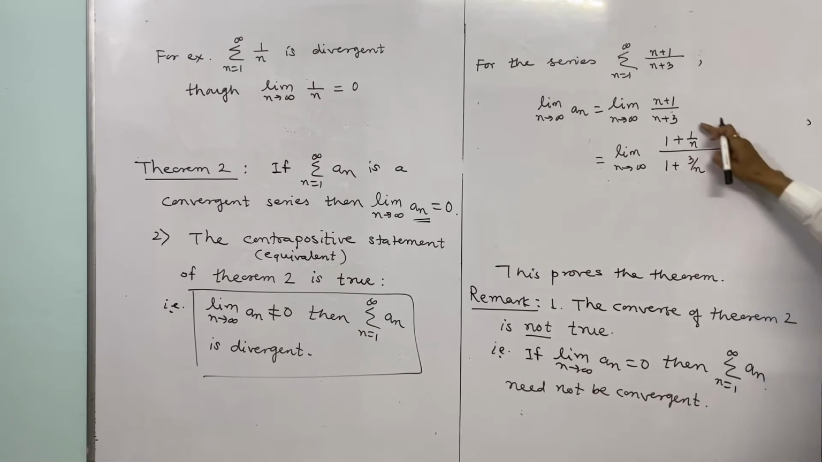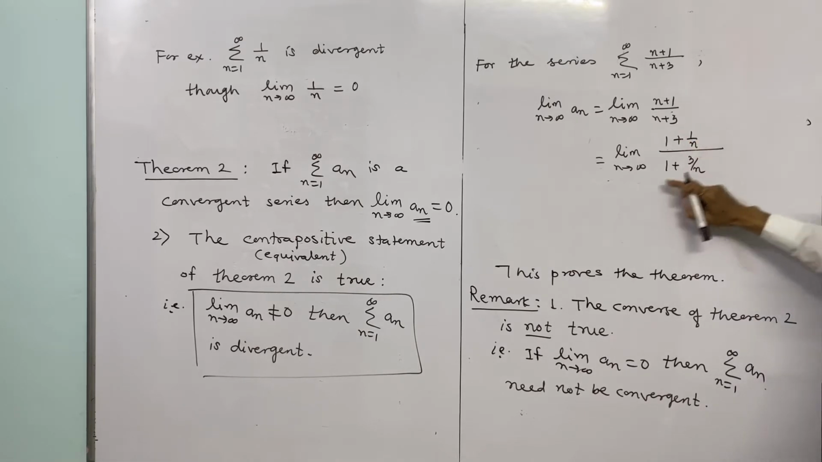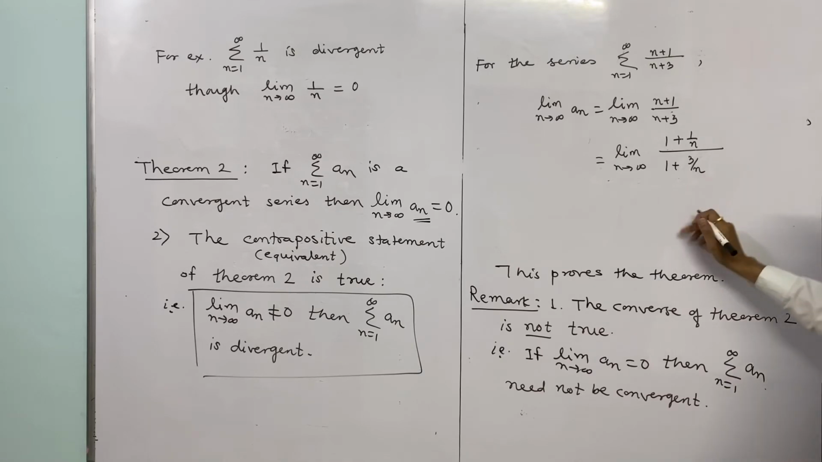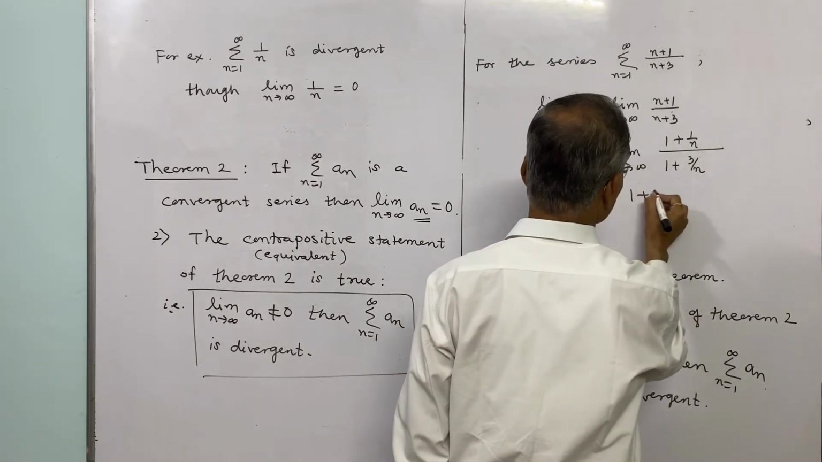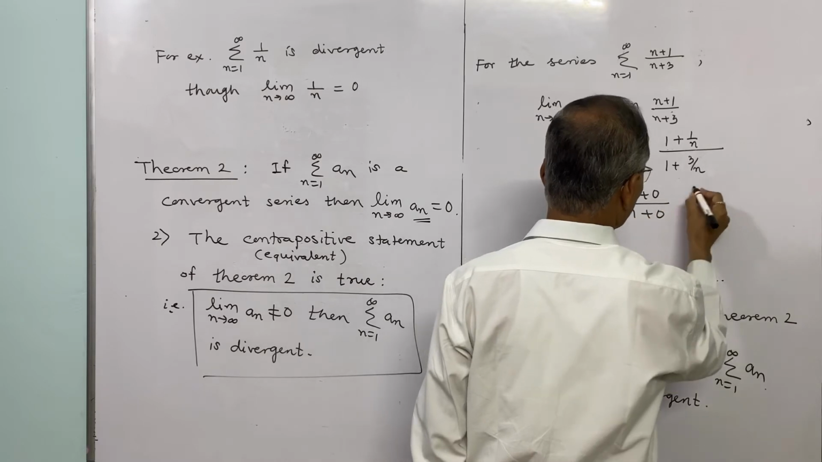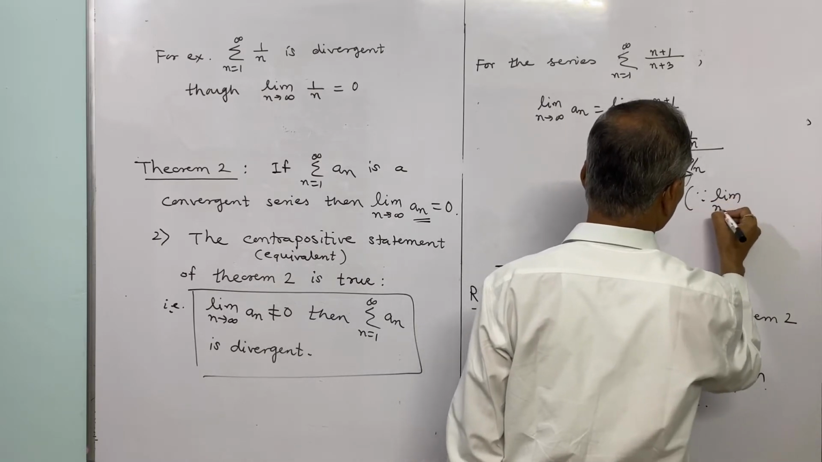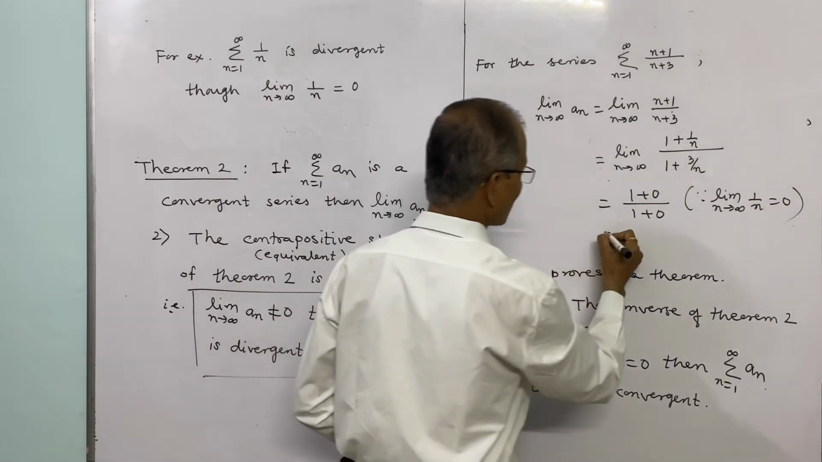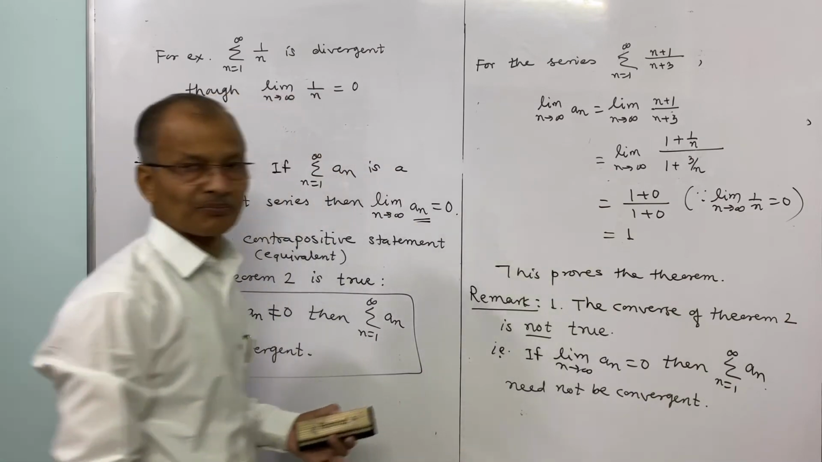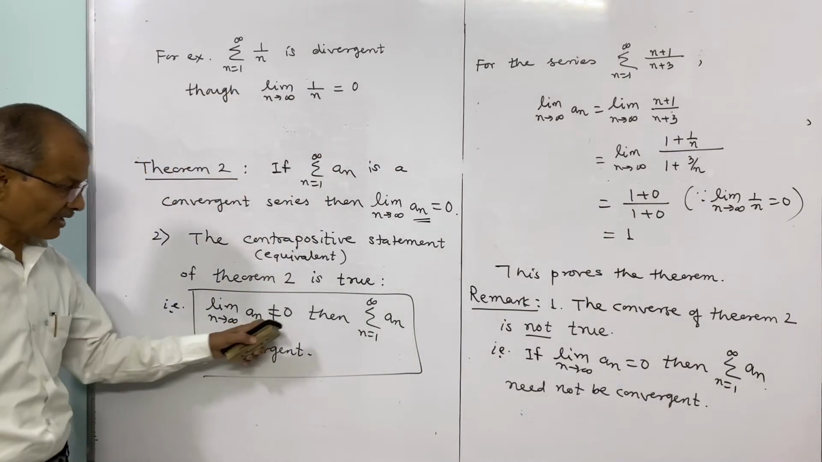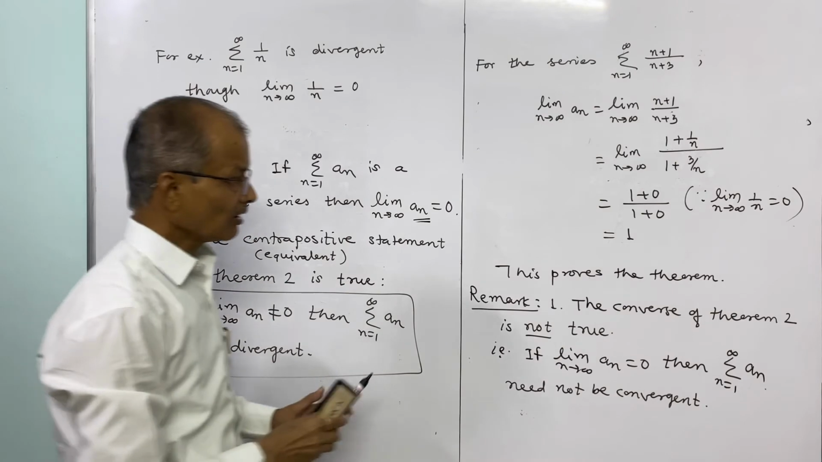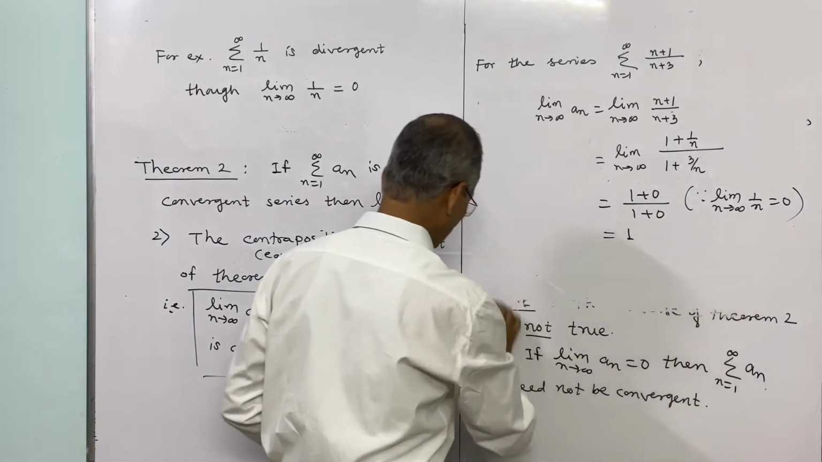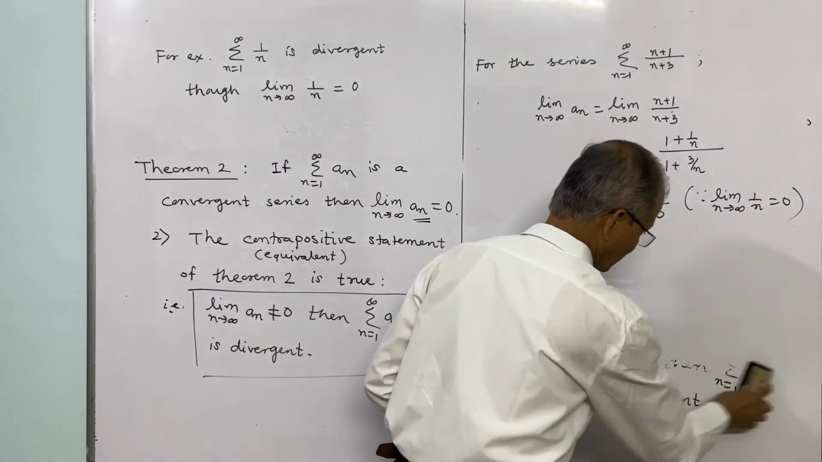And further we know that the limit of 1 by n as n tends to infinity is 0. So therefore this becomes 0, and this is also 3 into 0 means 0. And thus this is 1 plus 0 divided by 1 plus 0, since limit n tends to infinity of 1 by n is equal to 0. And thus this is equal to 1. So limit of an is 1, and you see limit of an is not equal to 0. Non-zero limit, then that implies the series is divergent.